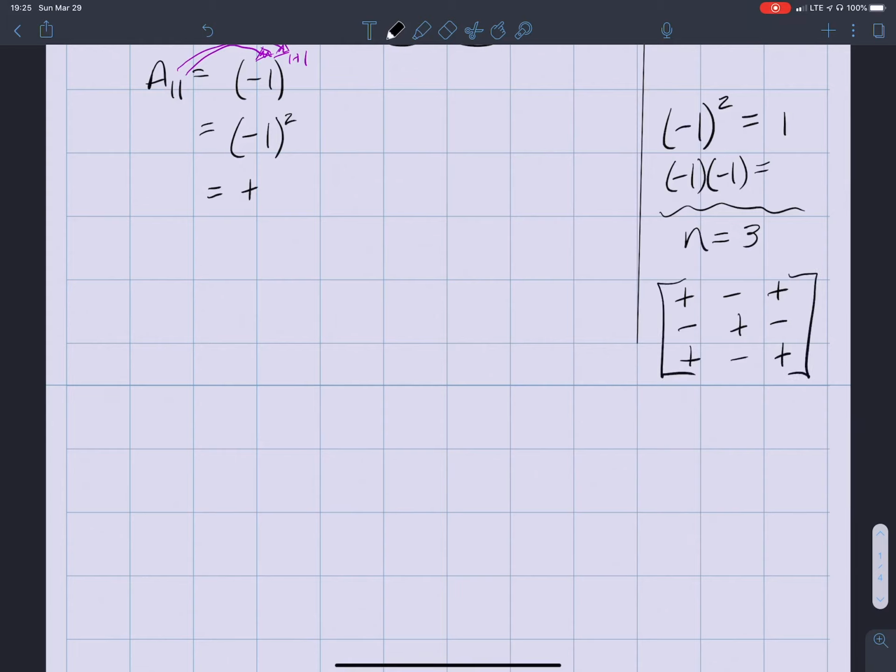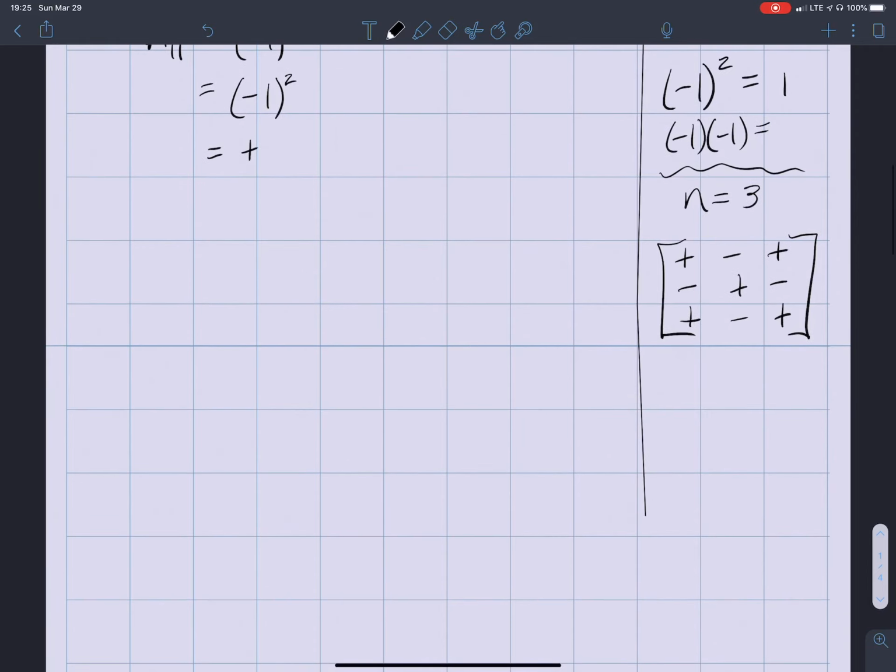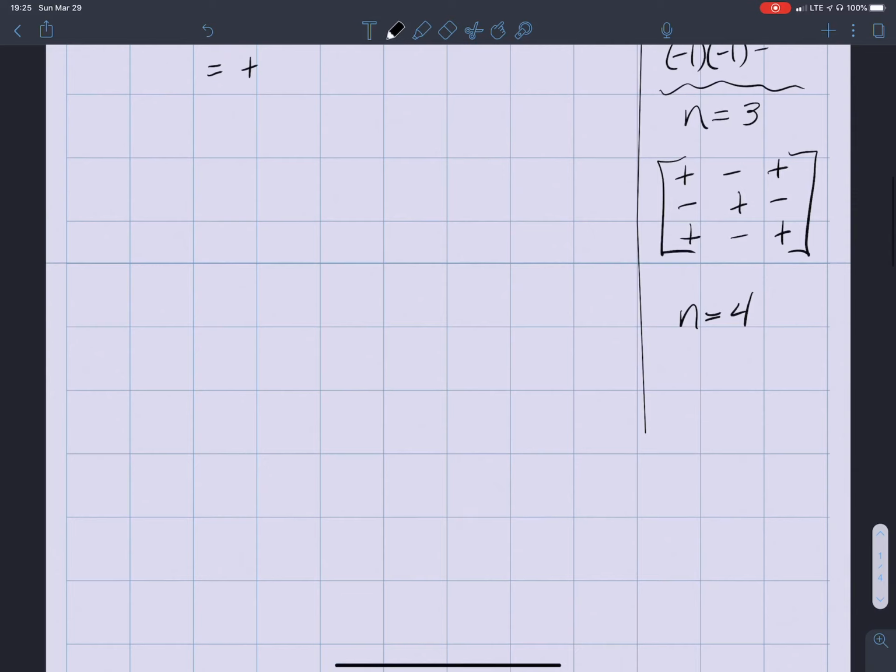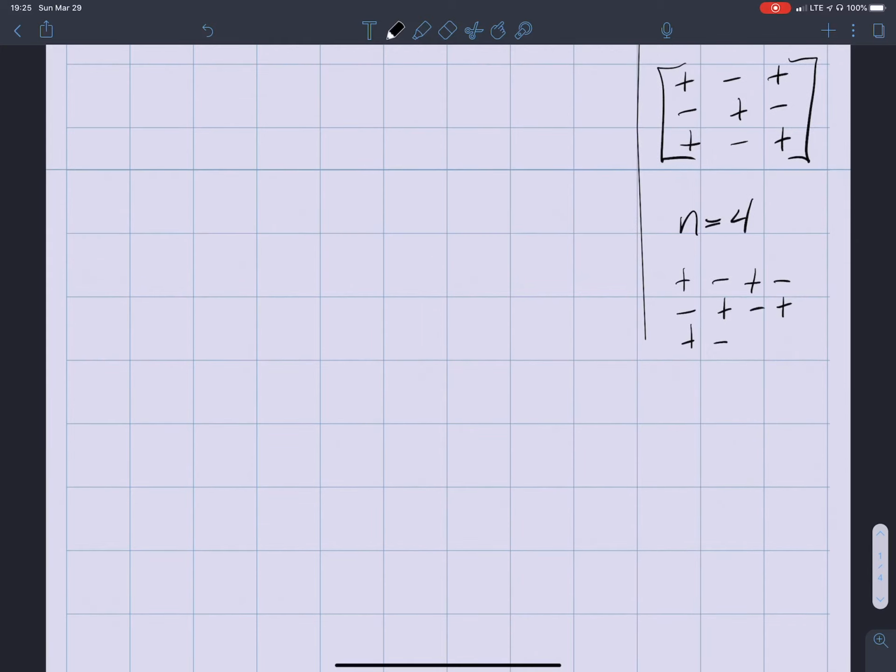And so n equals 4 would just be a continuation of this, oddly enough. And it would just be positive, negative, positive, negative, negative, positive, negative, positive. They are almost orthogonal in a way. And it just repeats. And you can pretty much take this all the way as long as you want.